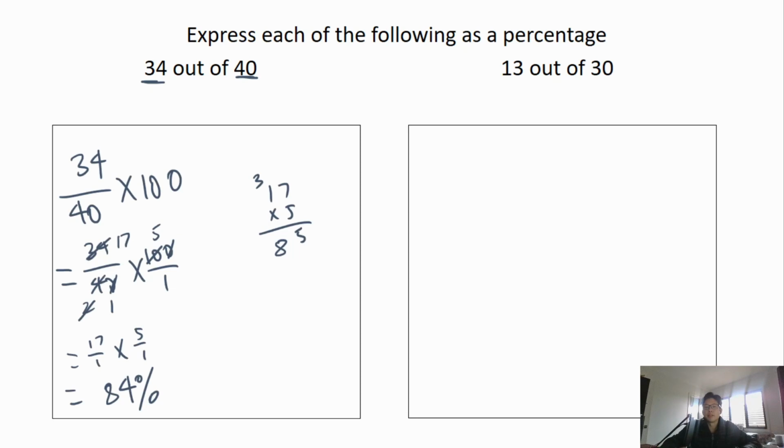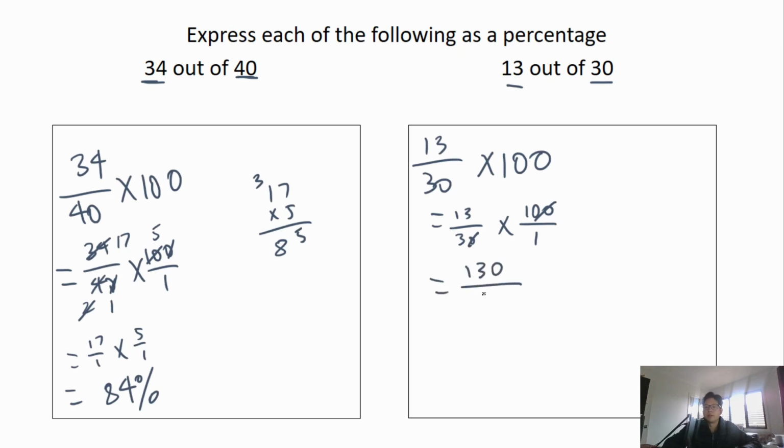Alright, now let's try the next one on the right. Once again, 13 out of 30, that's the numerator, that's the denominator. So we have 13 out of 30, and then we multiply it by 100 to get the percentage. That becomes 13 over 30 times 100 over 1. Cancel the zeros here, and you can't simplify any further because 3 is a prime number. So we have 130 over 3.